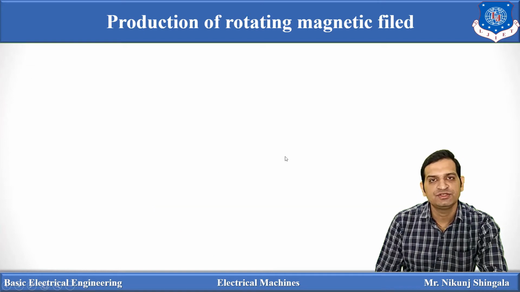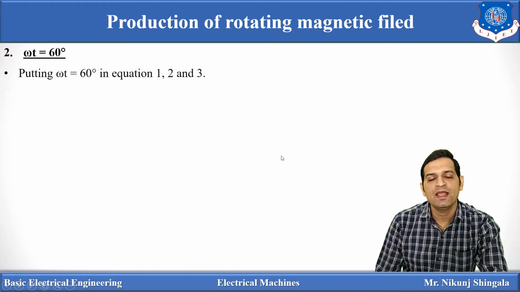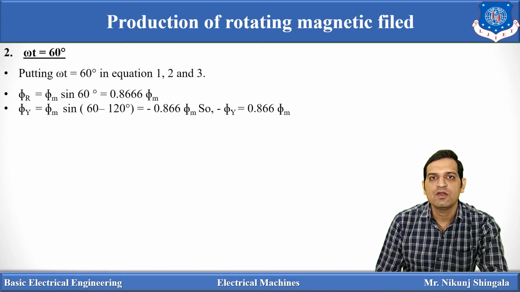Now taking the second instant, that is omega t is equal to 60 degrees. So putting the value of omega t equal to 60 degrees in equations 1, 2 and 3, we are getting phi r is equal to 0.866 phi m, phi y is equal to phi m sin (60 minus 120), that is sine of minus 60, that is minus sin 60, that is minus 0.866 phi m.